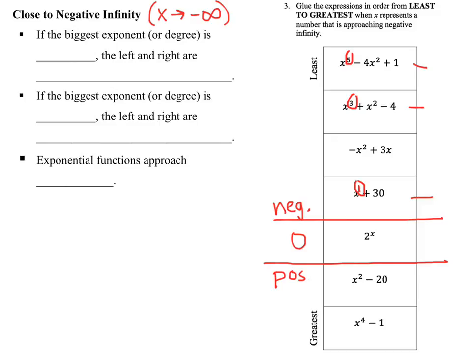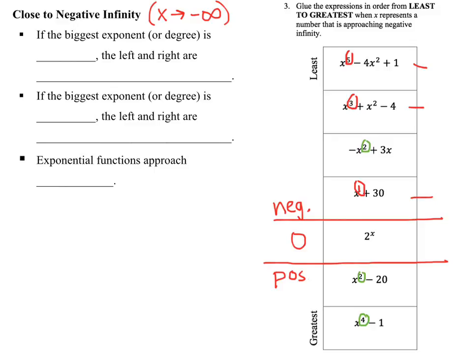For the other 3, negative x squared plus 3x was negative when we did number 3. X squared minus 20 was positive, and x to the 4 minus 1 was positive. So if I have an even power, it's going to stay the same as it was when x went to positive infinity. If it was positive before, it's going to stay positive. If it was negative before, it's going to stay negative.